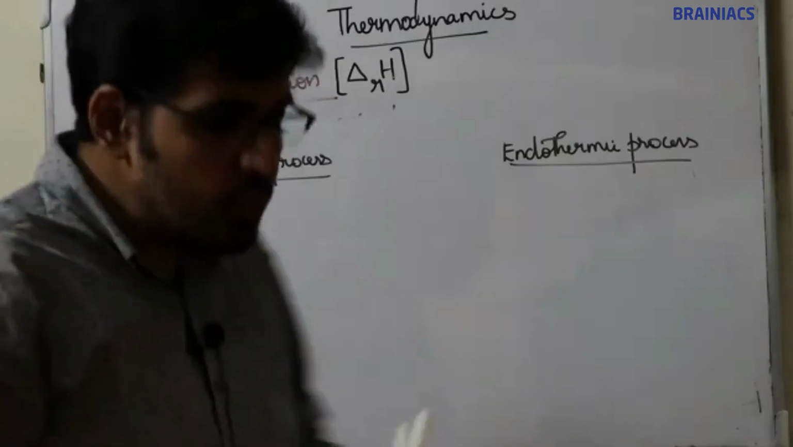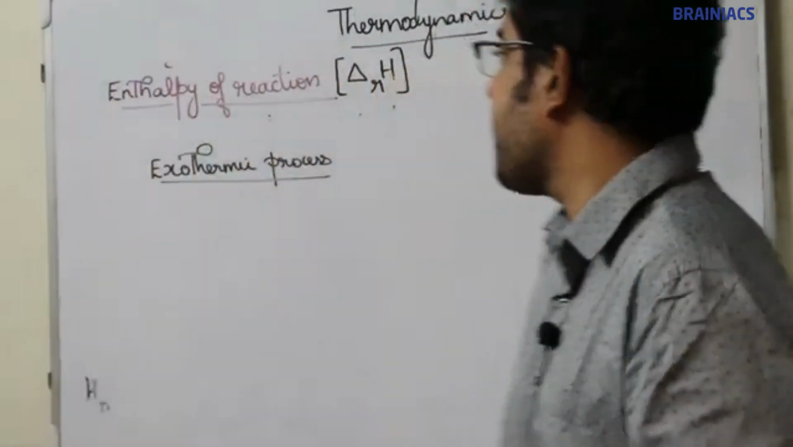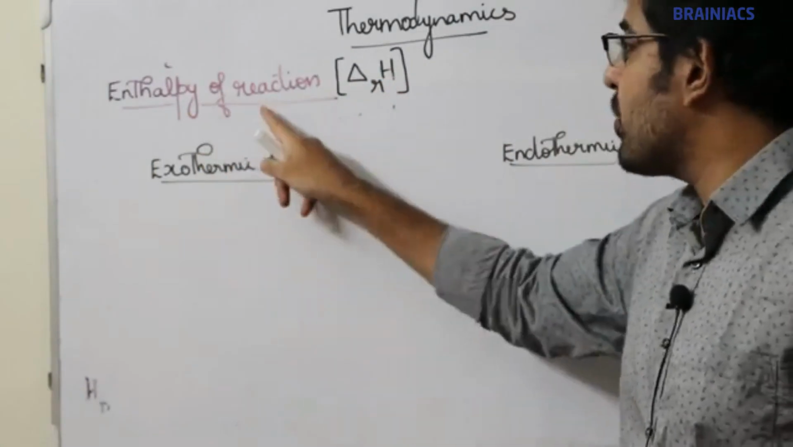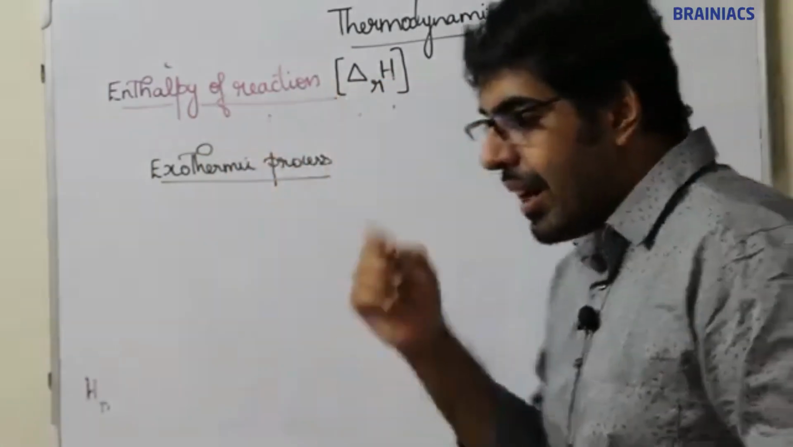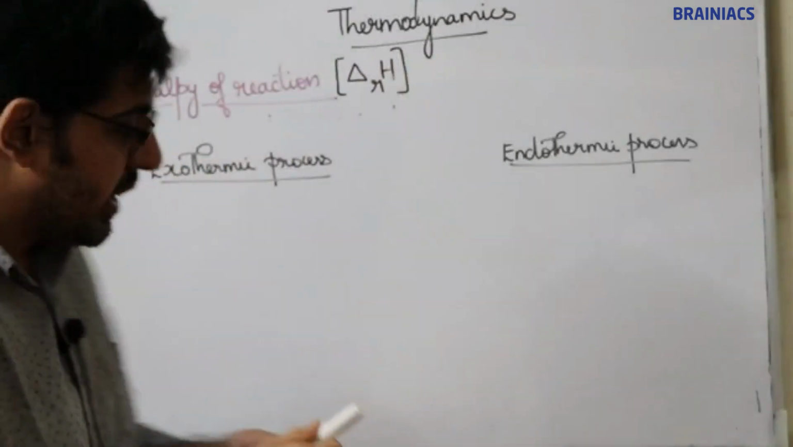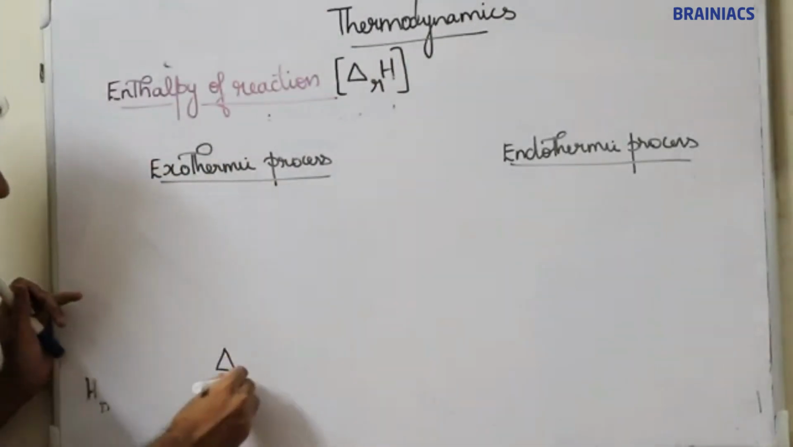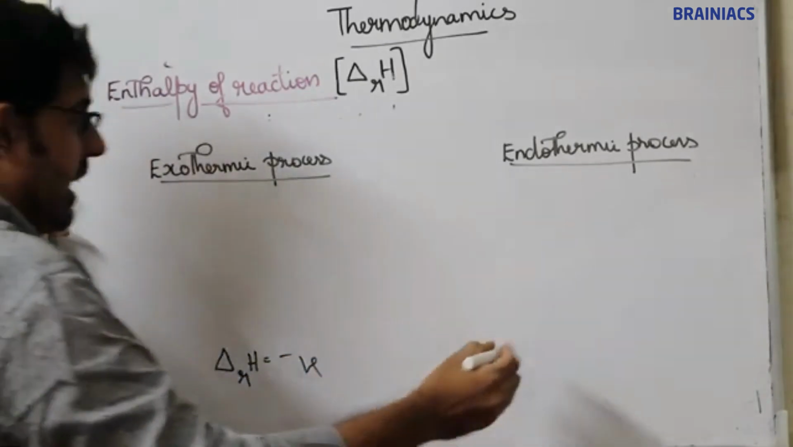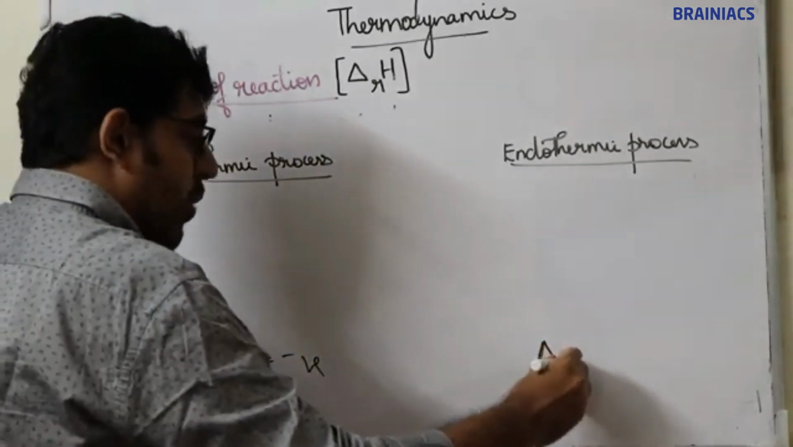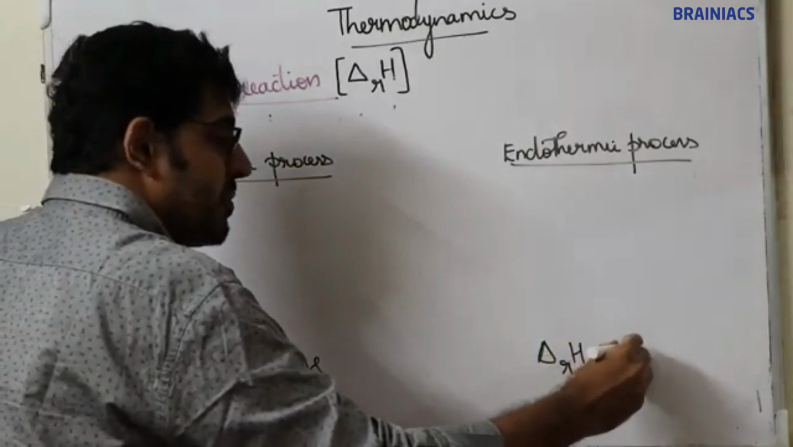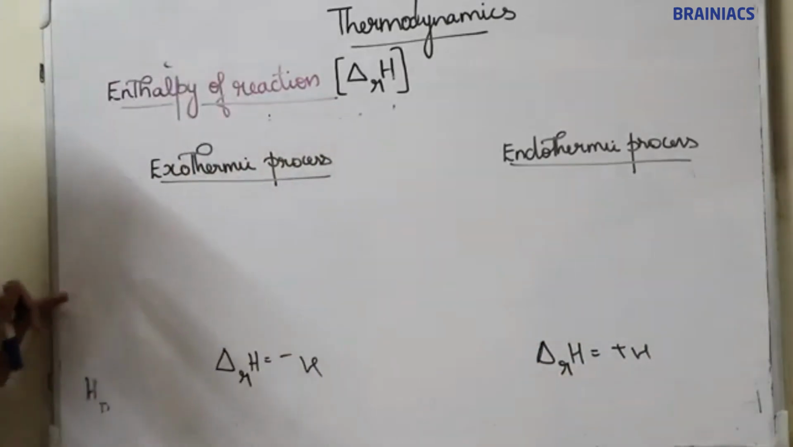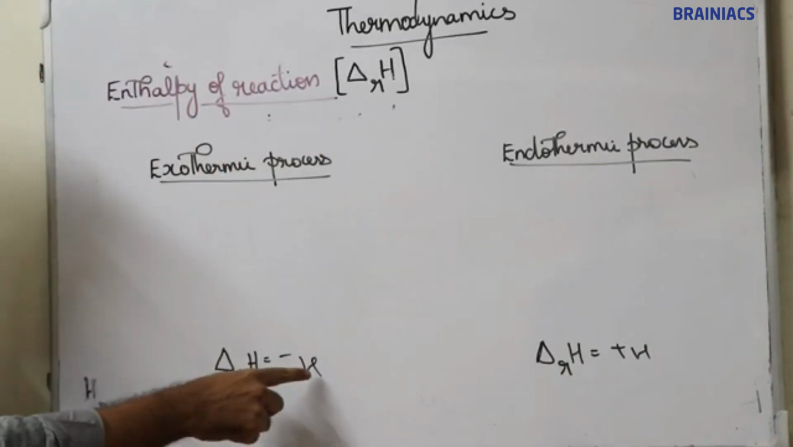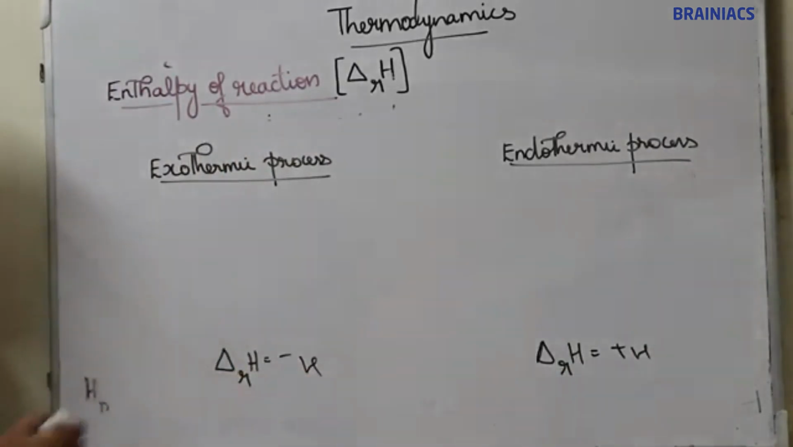I think it's clear. Moving on to the next topic, values of delta HR. Delta HR possesses two values: delta HR can have a negative value and delta HR can have a positive value. For an exothermic reaction, delta HR value is negative. What is meant by exothermic reaction?